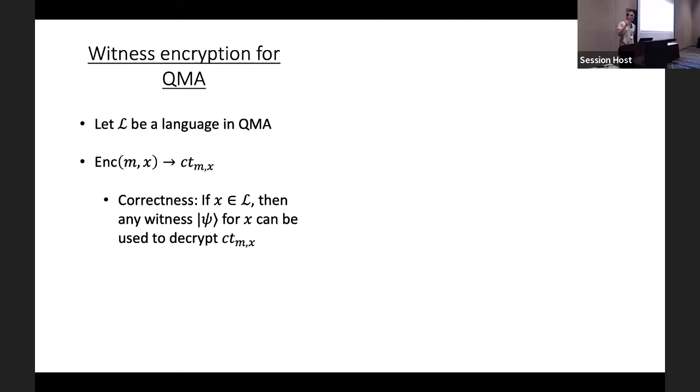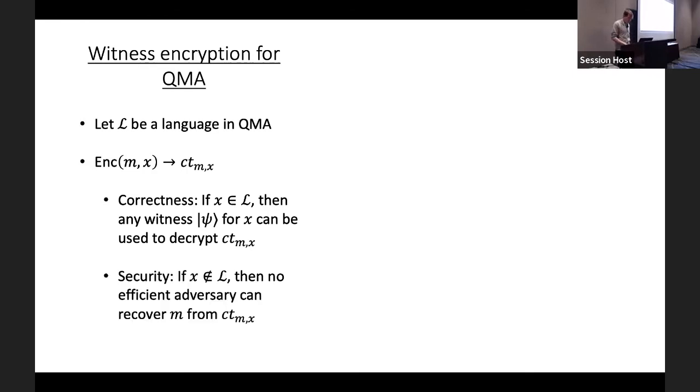And so we have a correctness and a security property. For correctness, we say that if X is in L, so if X is a yes instance in this QMA language, then any witness psi for X can be used to decrypt the ciphertext and learn M. Okay, so there's some procedure that takes as input the witness and the ciphertext and returns to you the message M. So that's correctness. Security requires that if X is a no instance, then no efficient adversary can recover M from the ciphertext. Okay, so as long as your adversary is computationally bounded, there's nothing they can do to recover the message from this ciphertext.